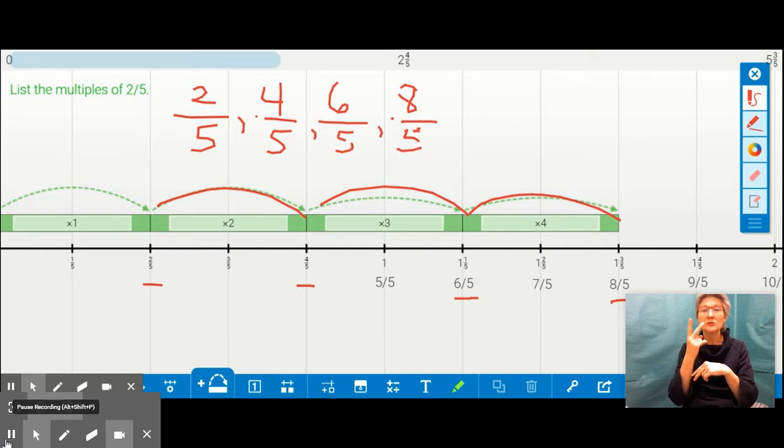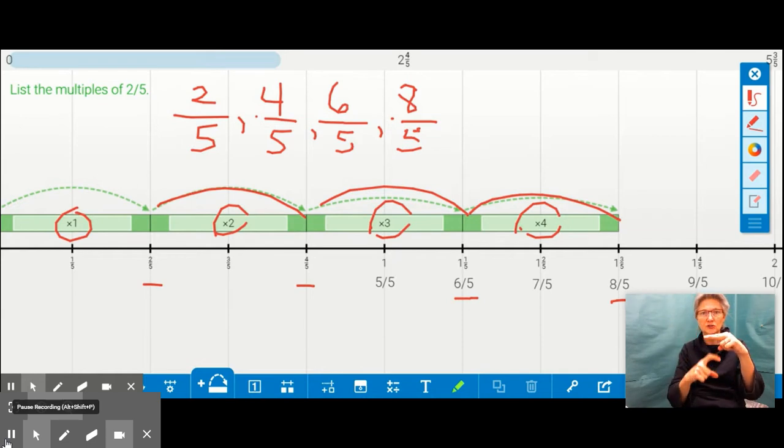So you'll see that I did 2/5 times 1, 2/5 times 2, times 3, times 4. Those are my counting numbers, and I'm multiplying by the fraction of 2/5. So very similar to finding multiples of unit fractions, but this time we're using a non-unit fraction of 2/5 multiplied by that counting number.